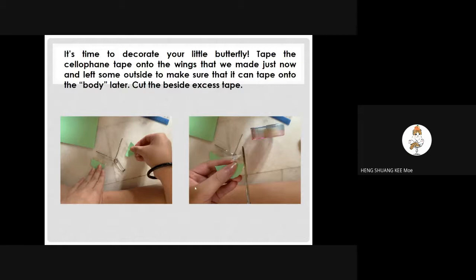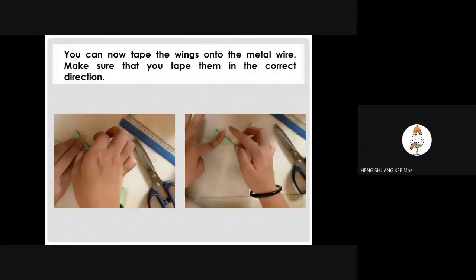Okay, now we will decorate the little butterfly. You can use the cellophane tape and tape it around the metal wire. Then you can cut the excess tape because maybe it will look not so nice. So you just tape it around the metal wire, then it will look a little bit better.